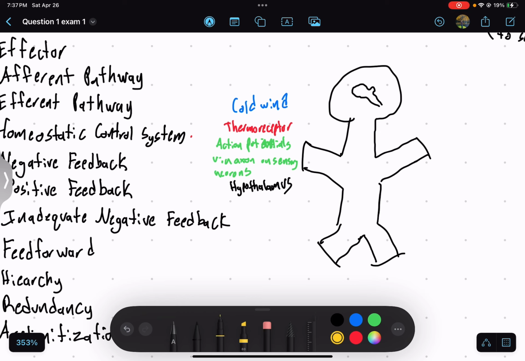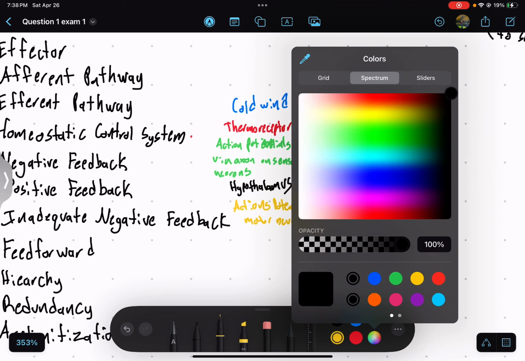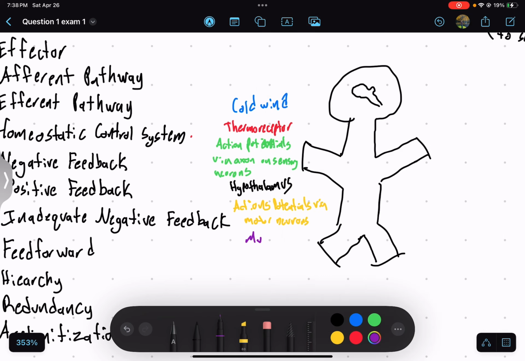which then will send a signal through action potentials that travel via motor neurons, which then reach the muscles, telling us to shiver, which will help warm up our body.